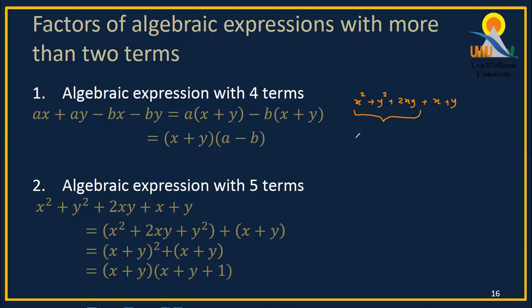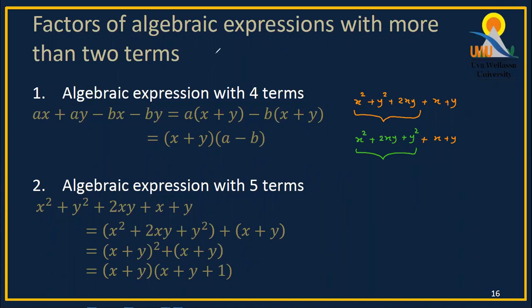Now think about whether you can rearrange the terms in this way: x squared plus, I will take this 2xy as the second term, and then I am writing this y squared. And I will keep this part as it is. I will keep this aside. Here I will have x plus y. If you look at this part, x squared plus 2xy plus y squared, you can simply consider this expression.